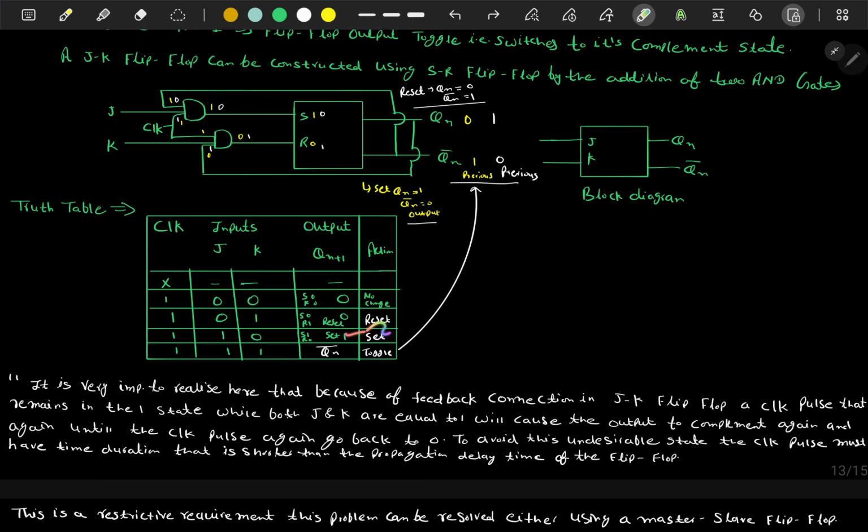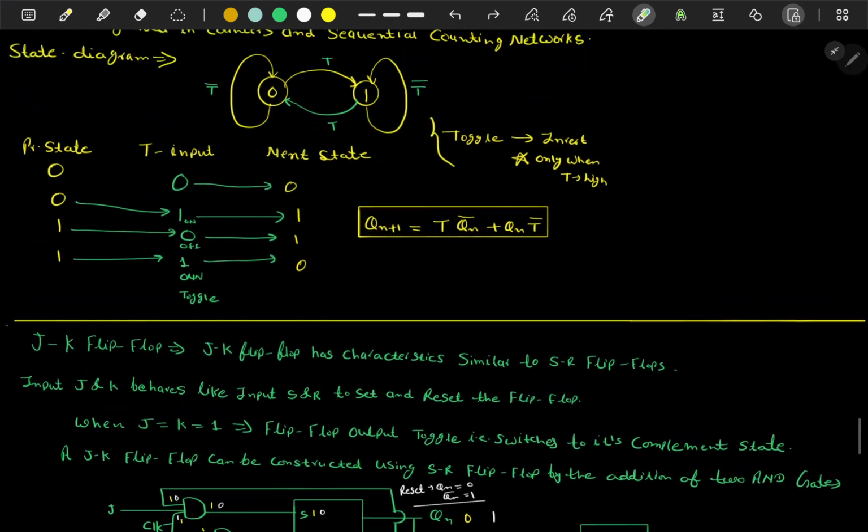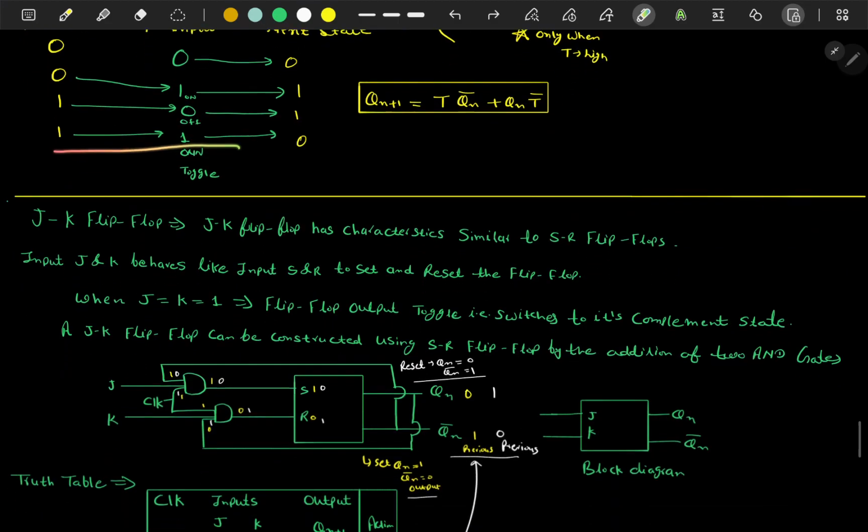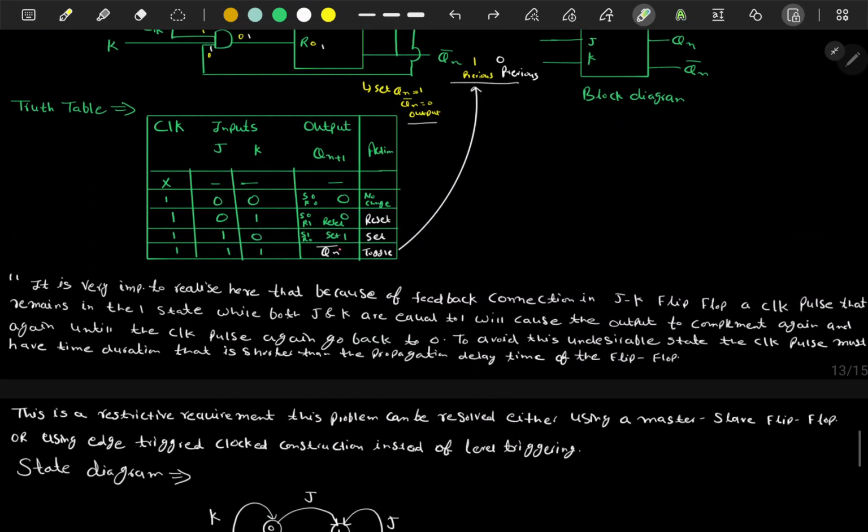Here also, in the set condition, and when J, K and clock are all 1, what will happen? 1 1 1, both are 1. This is the toggle condition we have studied, so it will lead to Qn bar. Thus you can remember this truth table.